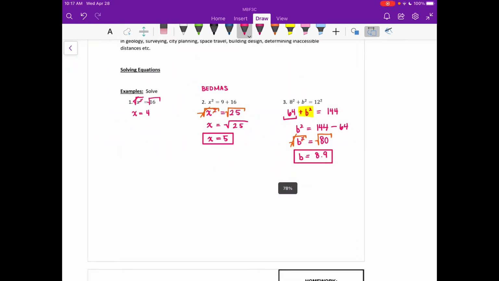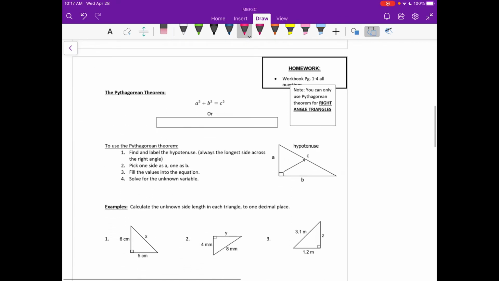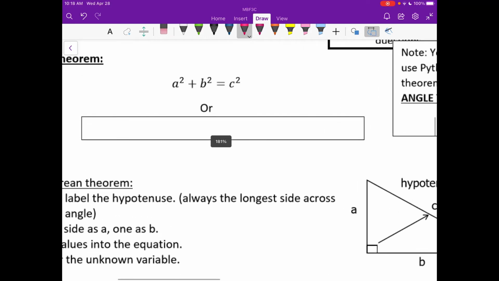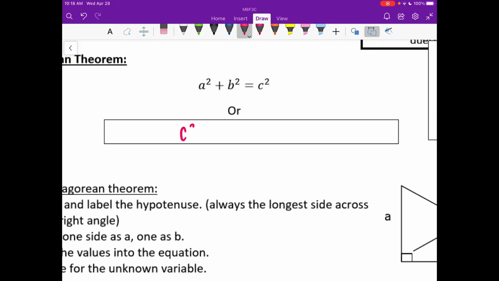All right. So moving forward, we're just going to move on to what I call the Pythagoras theorem. The Pythagoras theorem is basically this equation, a squared plus b squared equals c squared. When you're labeling your triangle, be careful what you label a, b, or c, because the numbers can change and it can change the way that you answer a question. You can also write this the backwards way. You could write c squared equals a squared plus b squared.